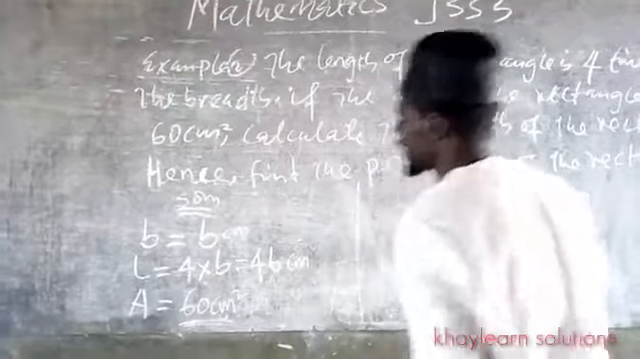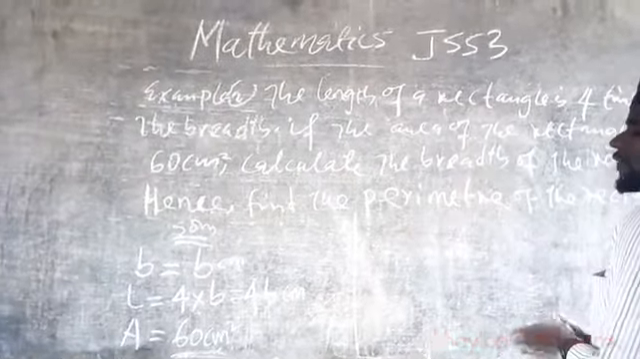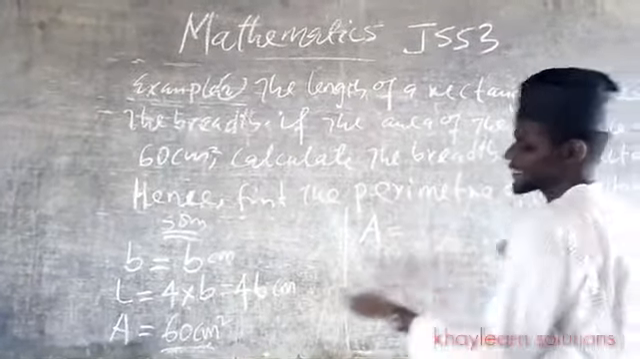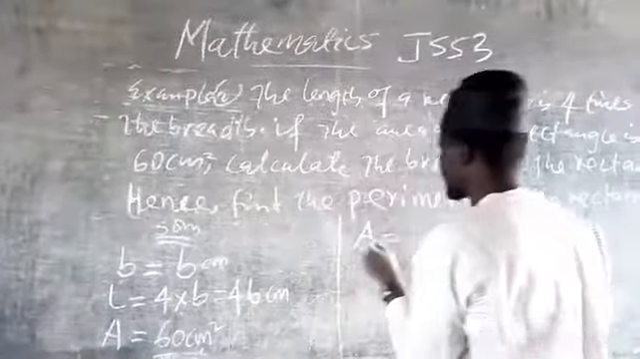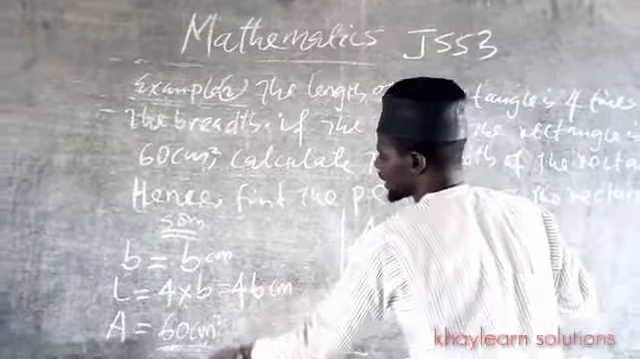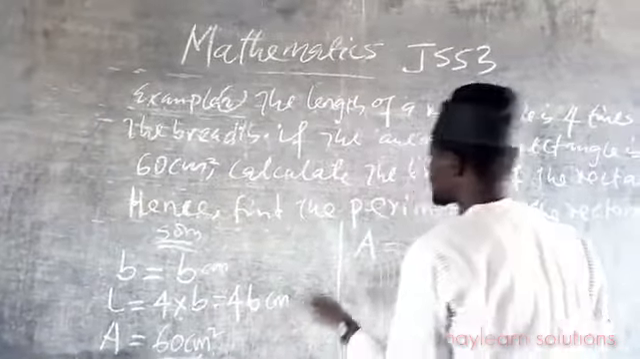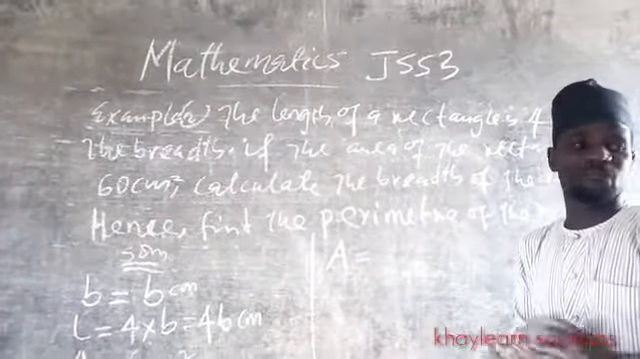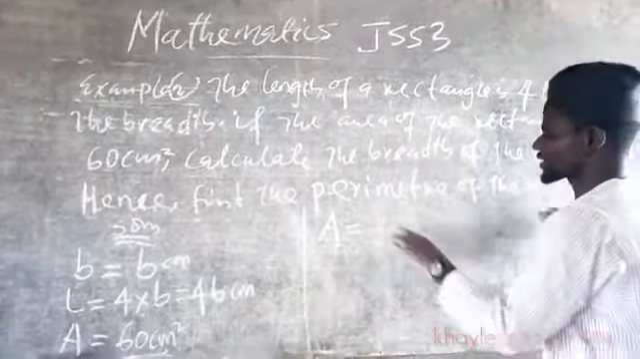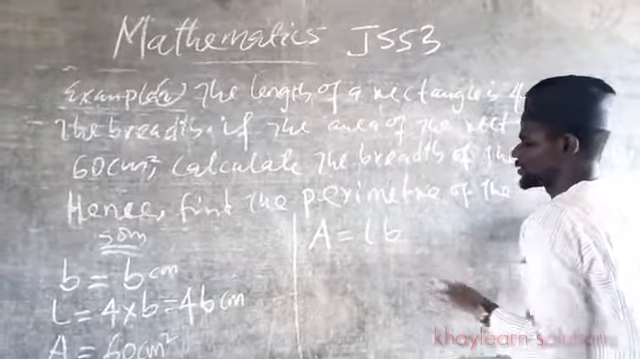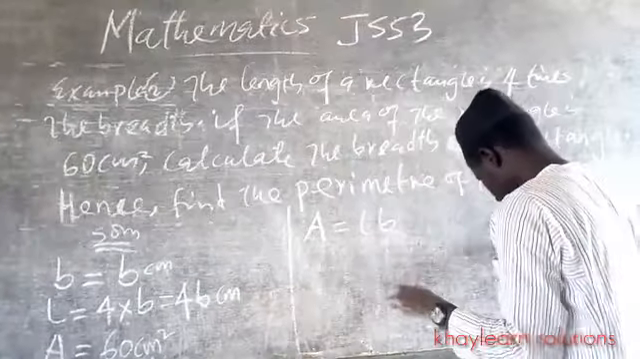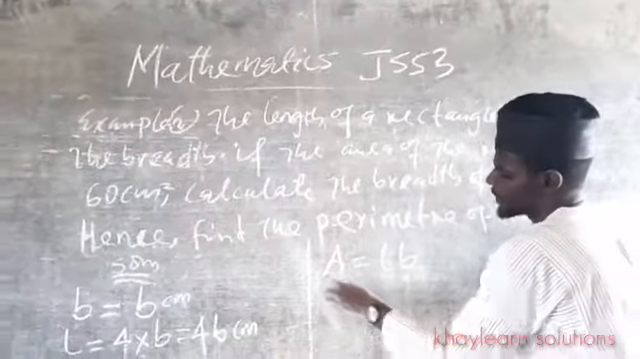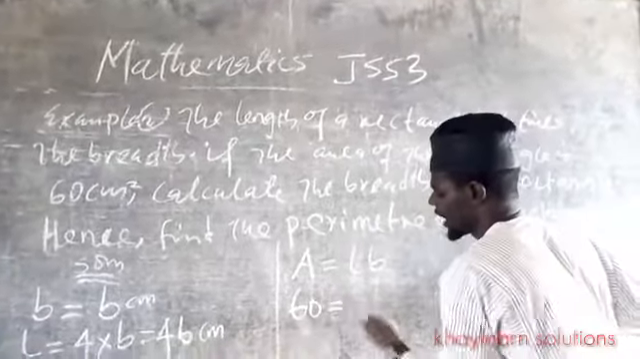For us to get this done, we have to use the formula of the area, which says A equals, since it is area we are given, we are going to use the formula for area to get the B. If it is perimeter we are given, we are going to use the formula for perimeter to get the B. So fortunately enough, we are given the value of the area. So what we have is A equals LB. Now we have to substitute the length and the breadth. So A equals 60, now equals what?